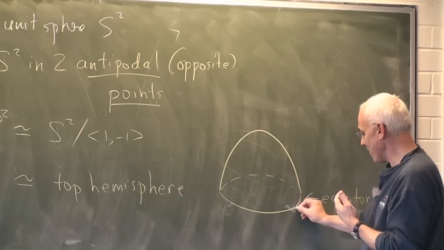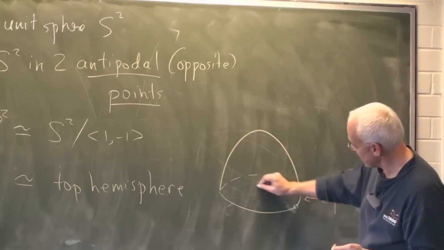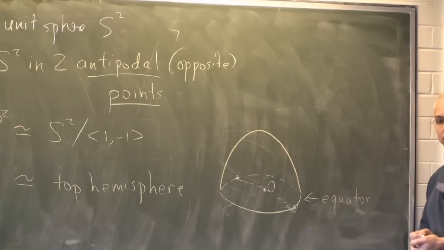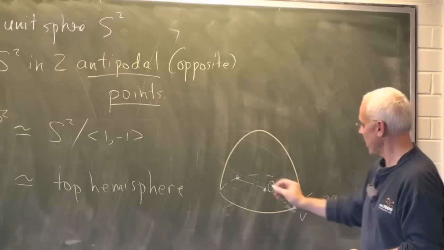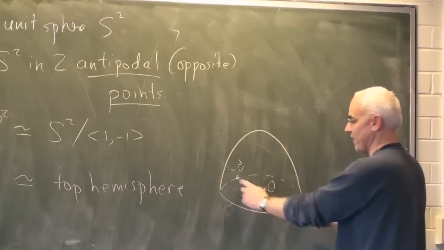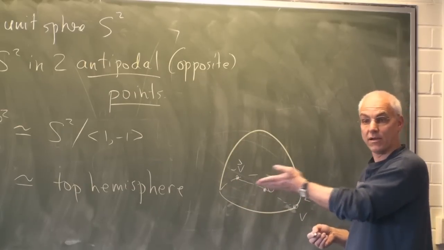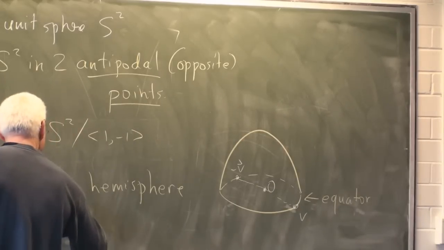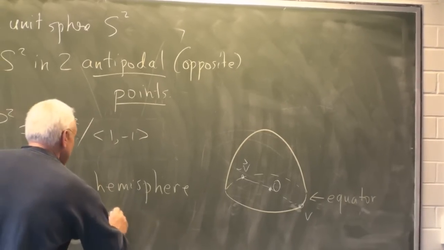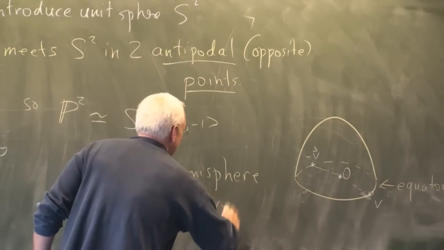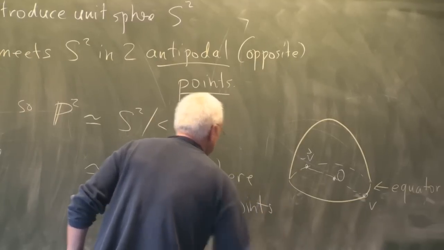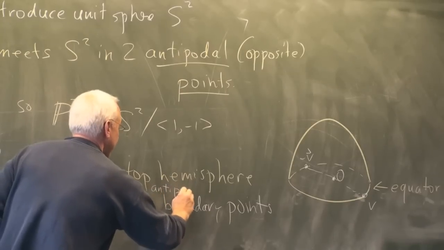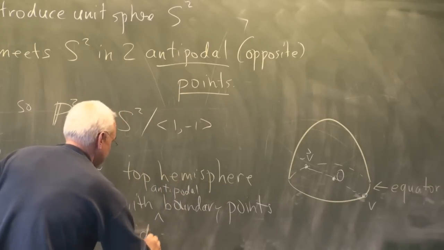We still have to identify this point with its negative, which is also horizontal, going through the origin, which is down here in the center of the sphere. So that's a vector v. Then minus v itself has to be identified, because they represent the same line through the origin. So it's the top hemisphere with antipodal boundary points identified.